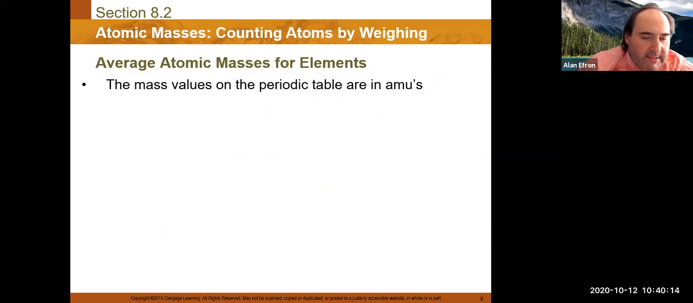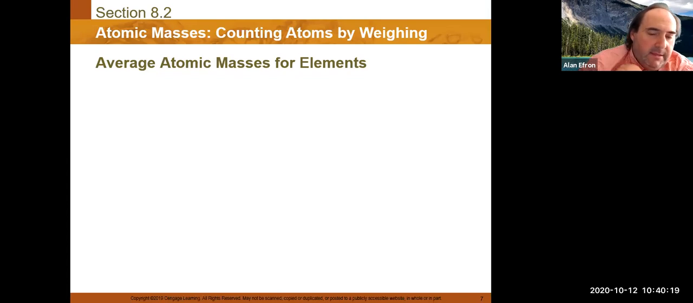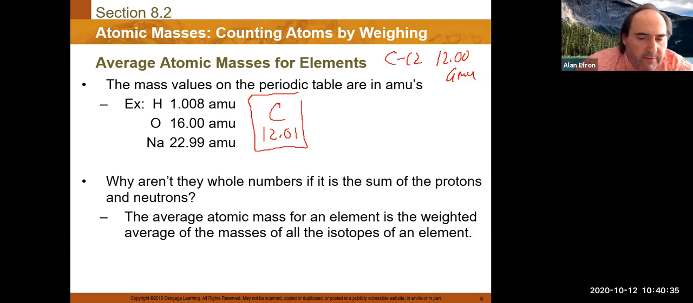Now, you may say, well, they use carbon as a standard, and carbon-12 has a mass of 12 AMU. But if we look at the periodic table underneath carbon, what we actually see is the number 12.01. And 12.01 is the atomic mass for carbon. So you may say, what is the difference here? What we actually see here is what is known as an average atomic mass.